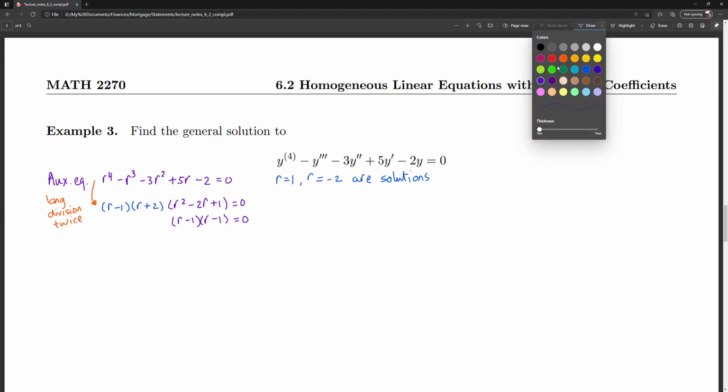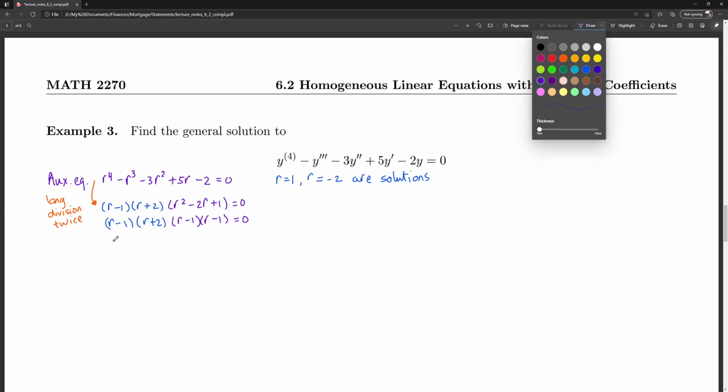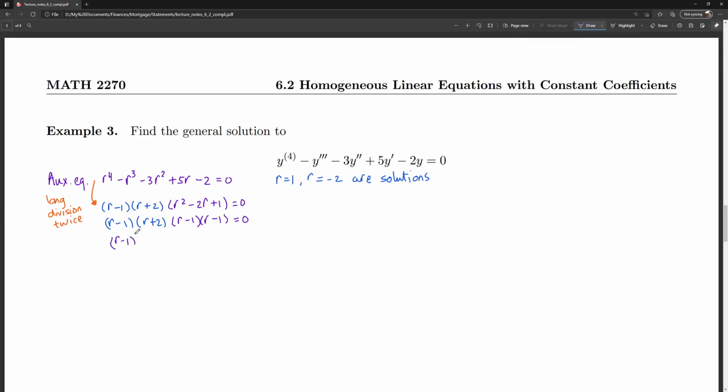And so our complete auxiliary equation in factored form is r minus 1 times r plus 2 times r minus 1 times r minus 1. And of course, that can be simplified to r minus 1 cubed times r plus 2 equals 0. And so now r minus 1 cubed equals 0, or r plus 2 equals 0. And so that gives us r equals -2.